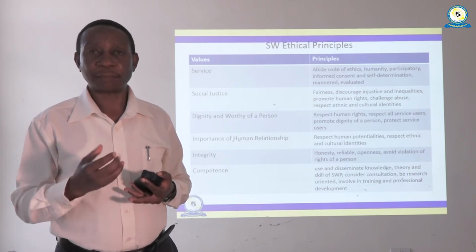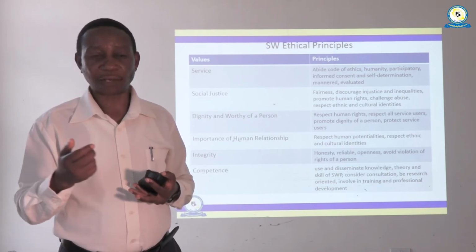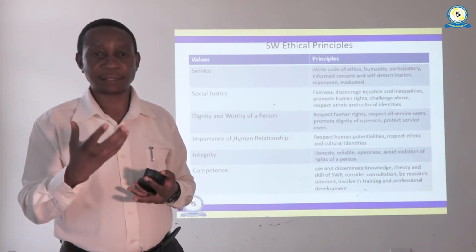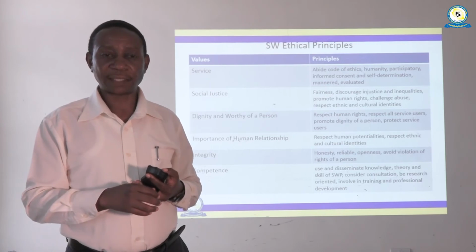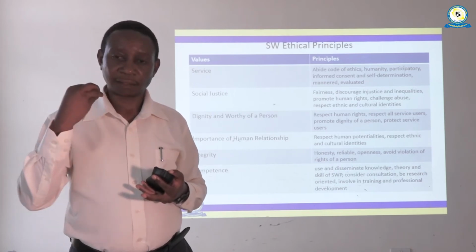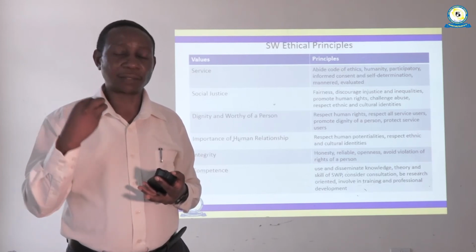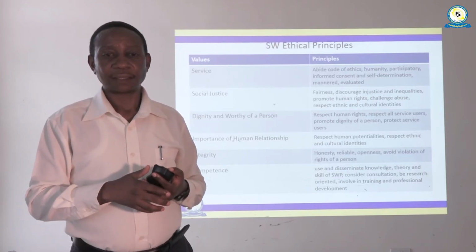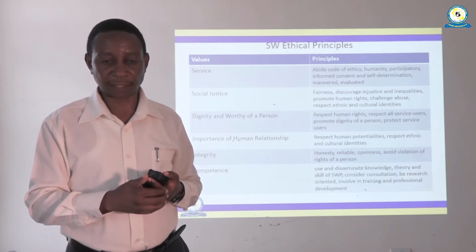Lastly is competence. When we say competence, we focus on knowledge, skills, and the practice itself. Those are very important in this profession when we are providing services to clients. In competence, we use and disseminate knowledge. We provide knowledge to our clients, to our colleagues, and to the organization that we are working with. And knowledge goes with theory and with the skills of the social profession itself.